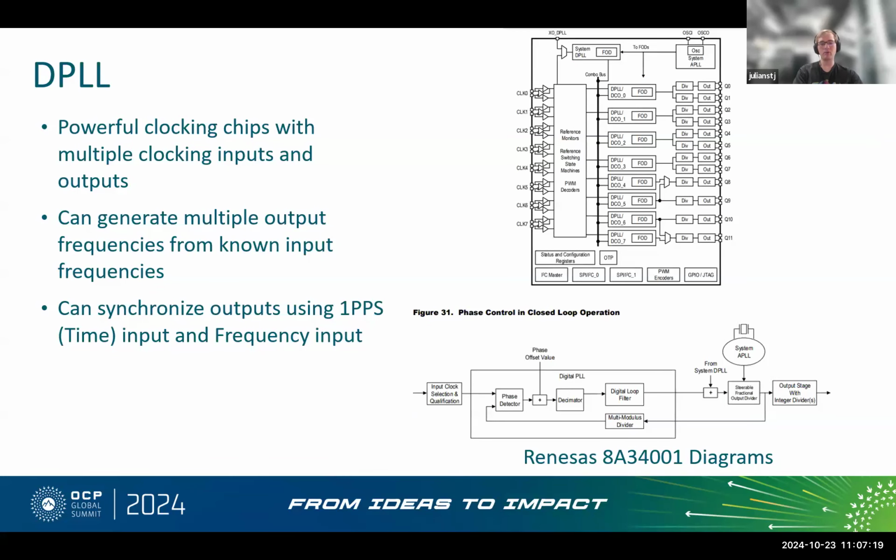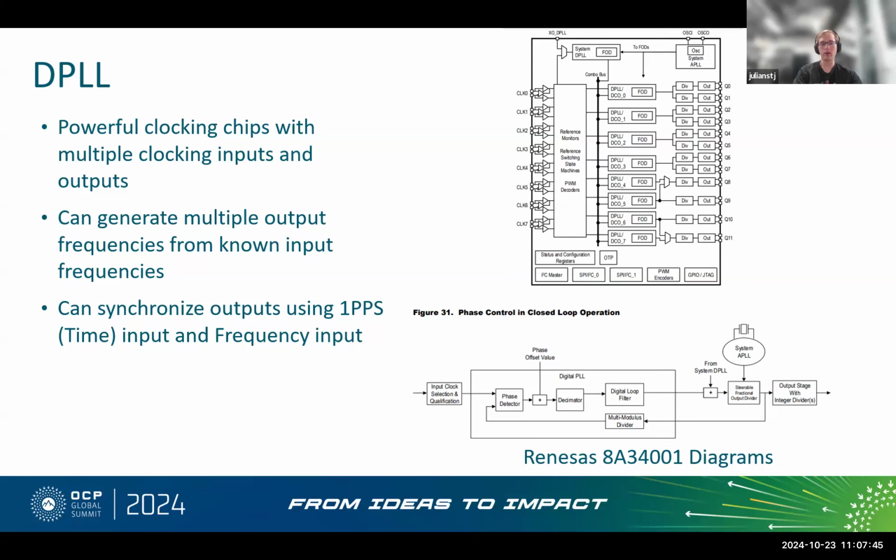So let's talk a little bit about what a DPLL is, just for people who aren't aware. At a high level, a DPLL is a digital PLL, but what that means is it's a very powerful clocking ASIC that can take multiple inputs and generate multiple outputs. A lot of the diagrams, notes and text that you'll see in my presentation today are from the Renesas Clock Matrix data sheet or app notes.